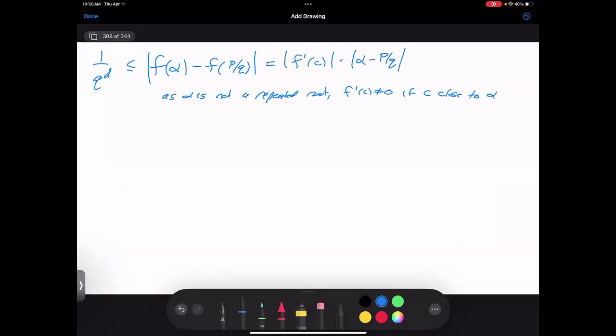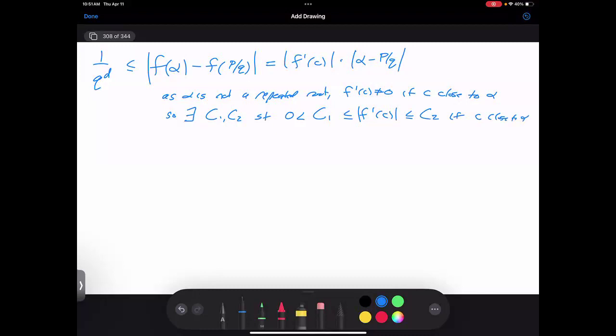So if I'm trying to find a good rational approximation to alpha, I'm not going to be a moron. If I'm trying to find a good approximation to pi, I'm not going to look for p over q that is around 100. I'm going to look for p over q that's around 3.14, something like that. So I can assume that c is very, very close to alpha. So f prime of c, I can bound from above and below. So there exist big C1 and big C2 such that 0 is strictly less than big C1, less than or equal to f prime of c, less than or equal to big C2, if c is close to alpha.